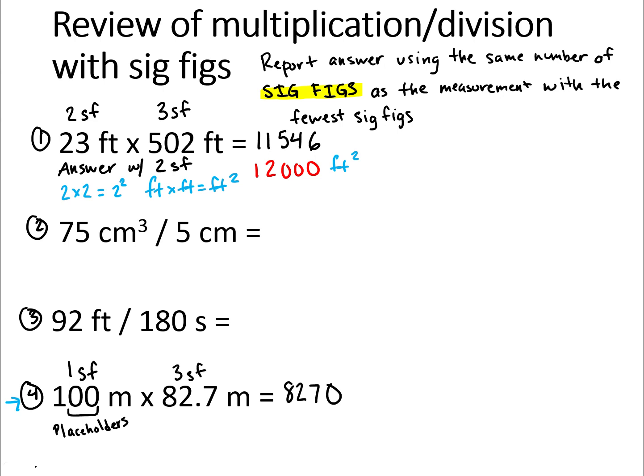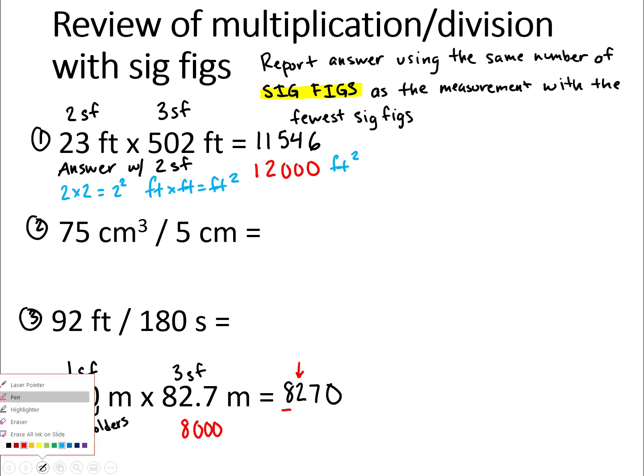So when we report our answer, we only have 1 sig fig. We look at the 2, that's 4 or less. So our number answer is 8,000. The units, we're doing meters times meters. That's equal to meters squared.